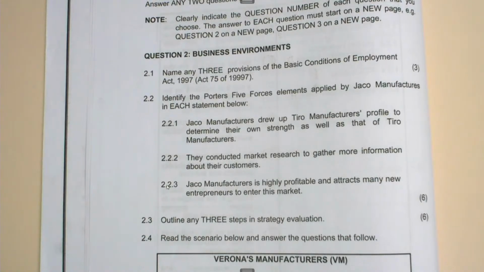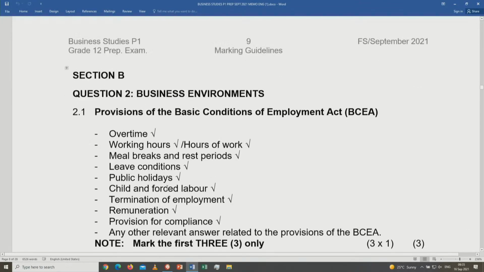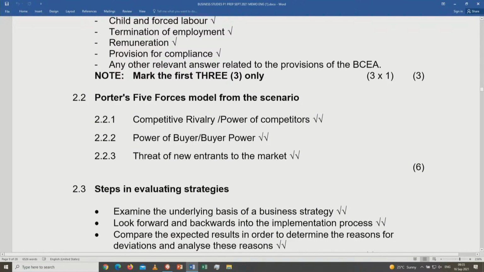Now, let's look at what was expected of the responses. We are on 2.2. The first response relates to competitive rivalry or power of competitors.